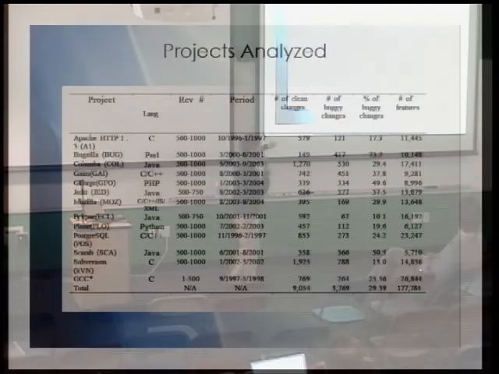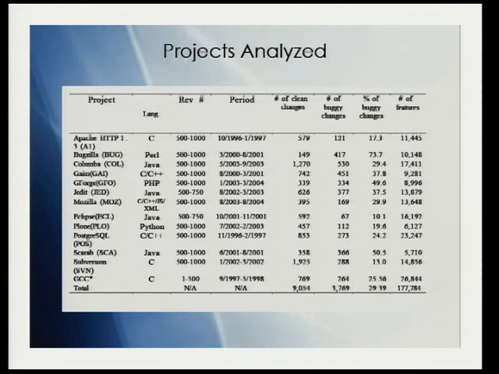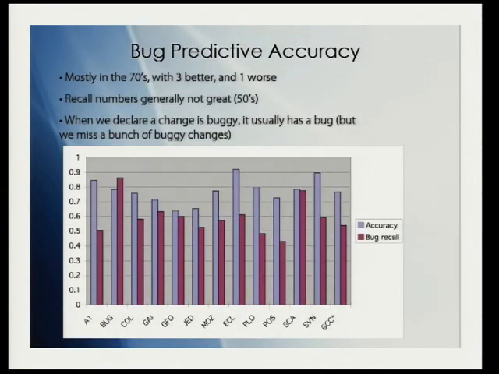And this is the list of the projects we analyzed, including Apache and Eclipse server, and so on. For example, the Apache project is written in C. We looked at revisions from 500 to 1,000. It contains 579 clean changes and 121 buggy changes. And the number of features we used is almost 1,100. If you look at the GCC project, we used almost 2,700 features for the classification. And this is the result from the classification of all projects. Basically, we have about 70% accuracy with 40 to 50% recall.